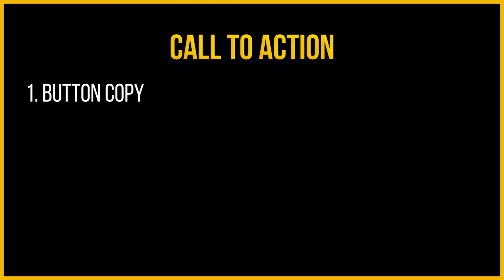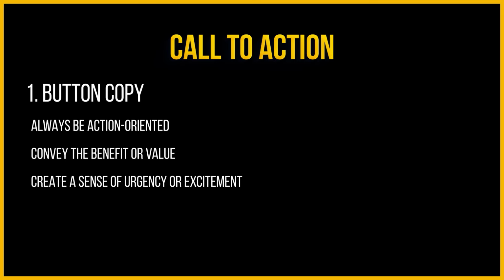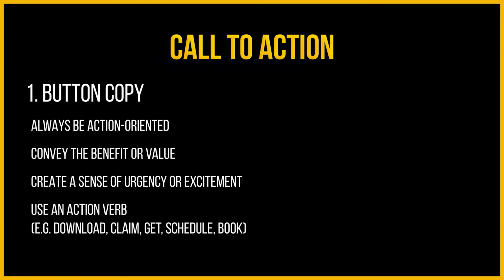The call to action. Call to action buttons are likely the friendly guides that gently nudge visitors towards taking a specific action, whether it's downloading an ebook, making a purchase, or exploring more information. CTAs play a vital role in directing user behavior. All CTAs are made up of three things: the button, copy. Now, no matter what your offer might be, remember that your CTA's copy must always be action-oriented. It should clearly convey the benefit or value of taking a desired action and create a sense of urgency or excitement. Use an action verb, for example, download, claim, get, schedule, book.